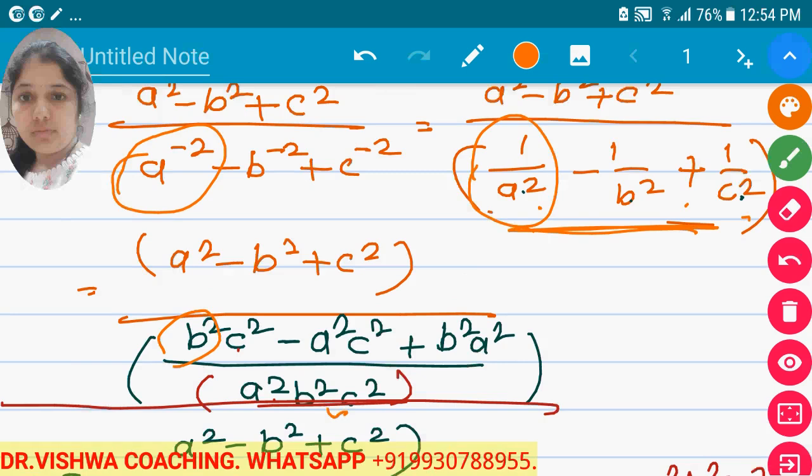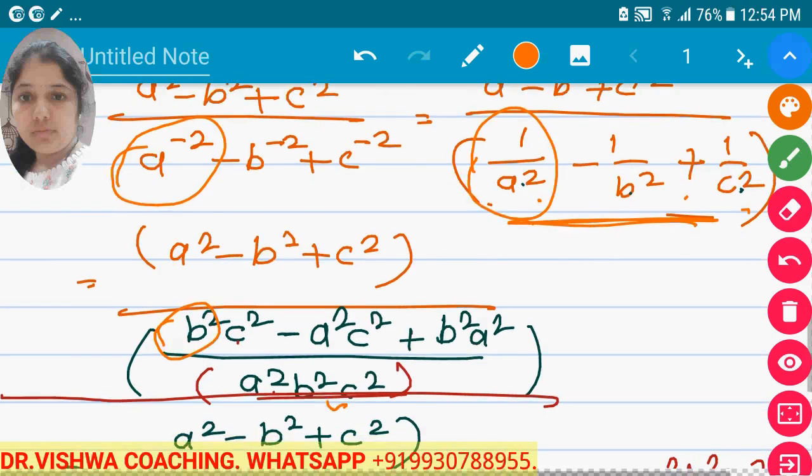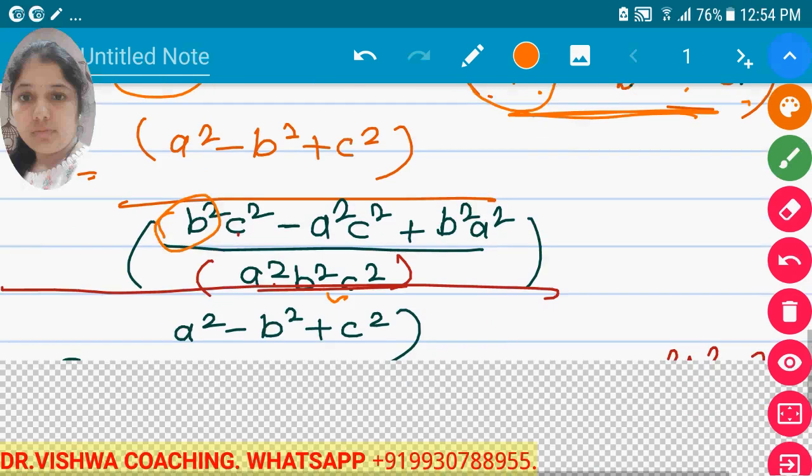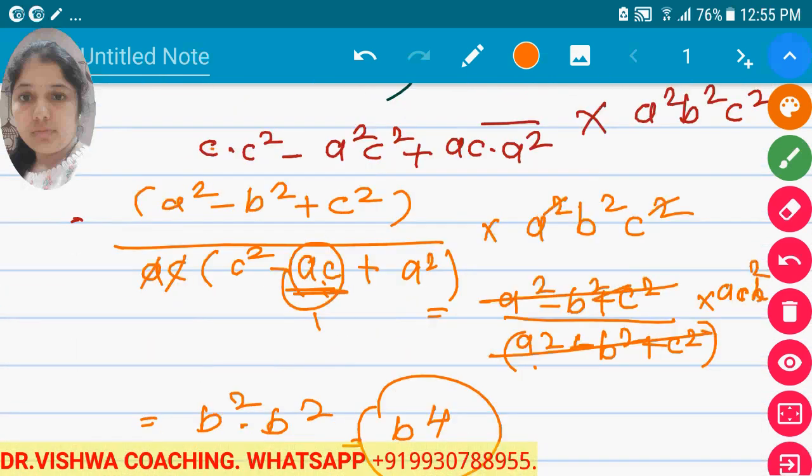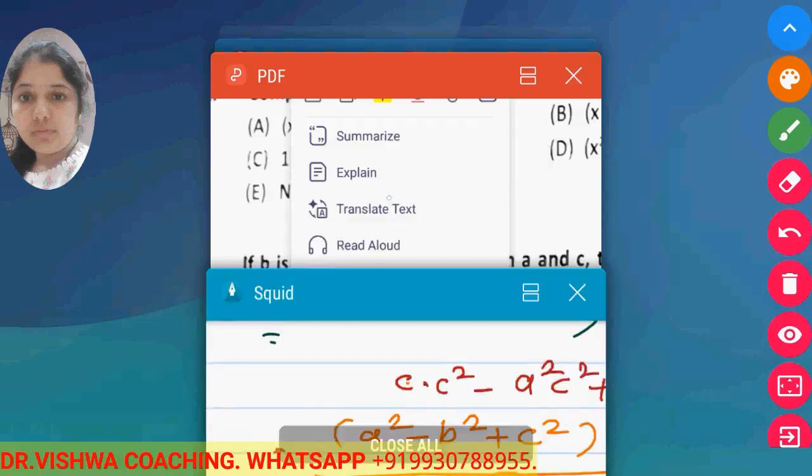Now cross multiplication is done to make the denominator common. Now where there is B square, I replace it with AC, and here I replaced, then I took AC common, then instead of AC I write B square, and the numerator and denominator will get cancelled, and what is remaining is AC multiplied by B square. Again this AC is substituted by B square, so the final answer is B raised to 4.